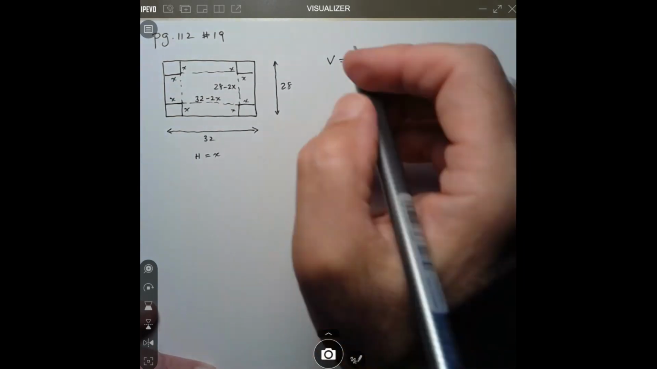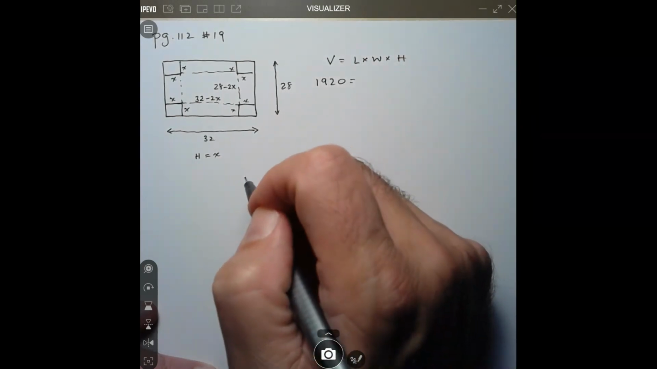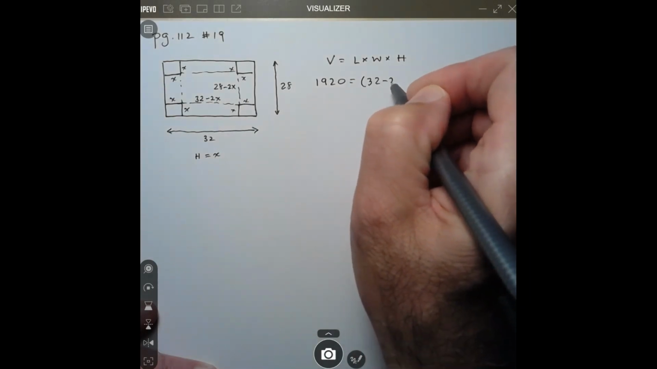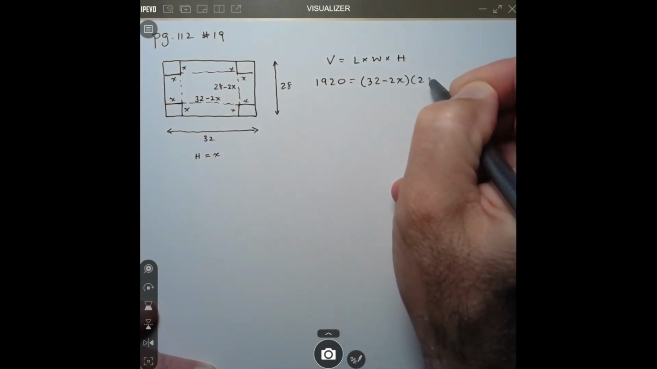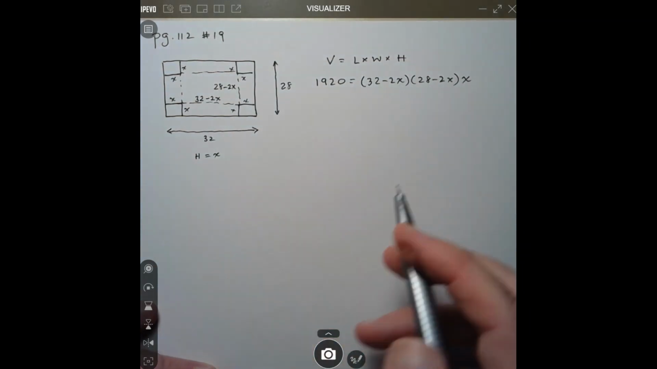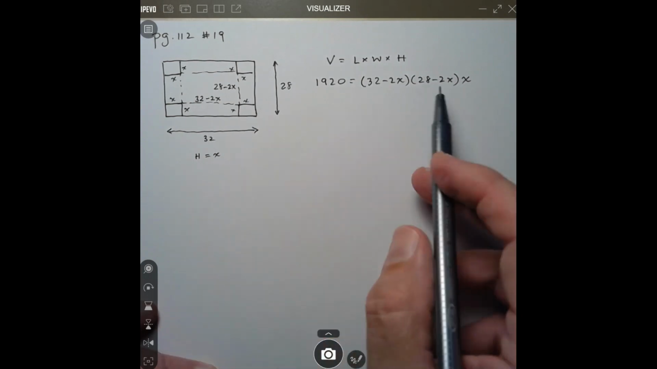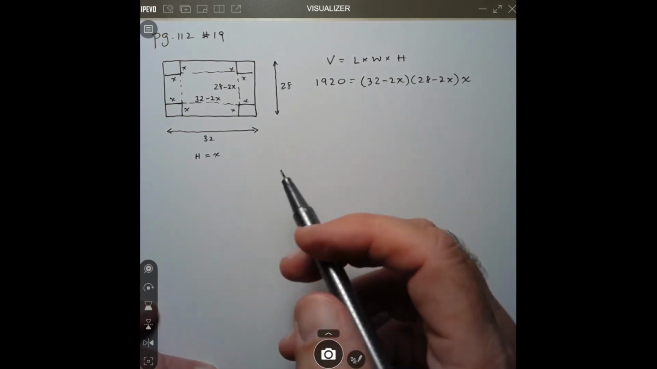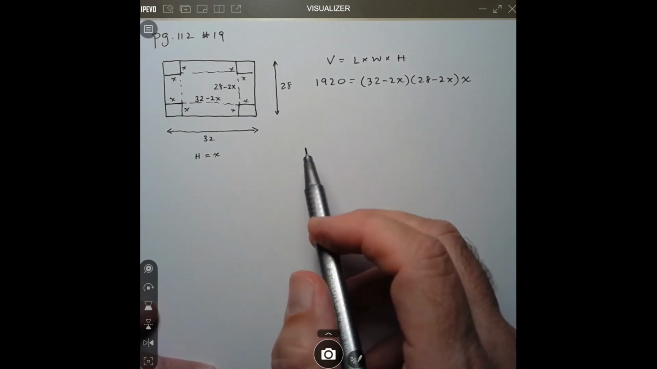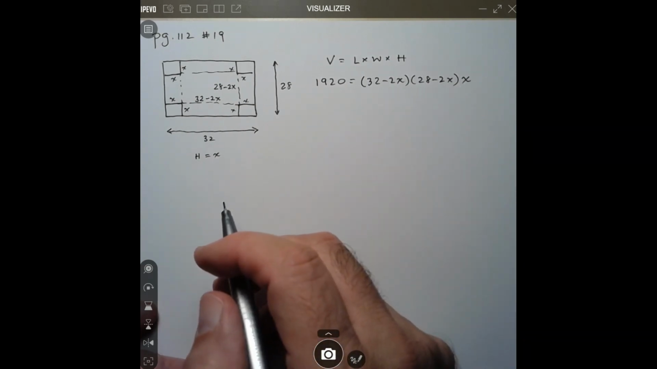So what we know is that we need our box to have a volume of 1920, and that's going to be represented by my length, 32 minus 2x, times my width, 28 minus 2x, times my height, x. And look what we have, an equation. It's a polynomial equation because if I multiply this out, I'd have a cubic. And it might even look like a particularly nice equation because when I look at that right-hand side, hey, look at that, it's in factored form.